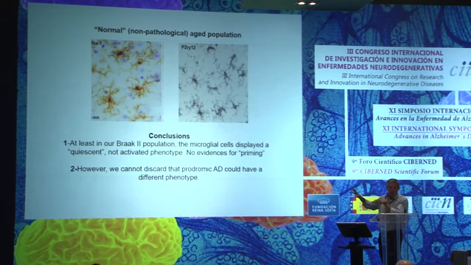You should remember that this cohort is a postmortem cohort, just BRCA2 individuals with no pathology at all, just some tau deposition at the entorhinal cortex.